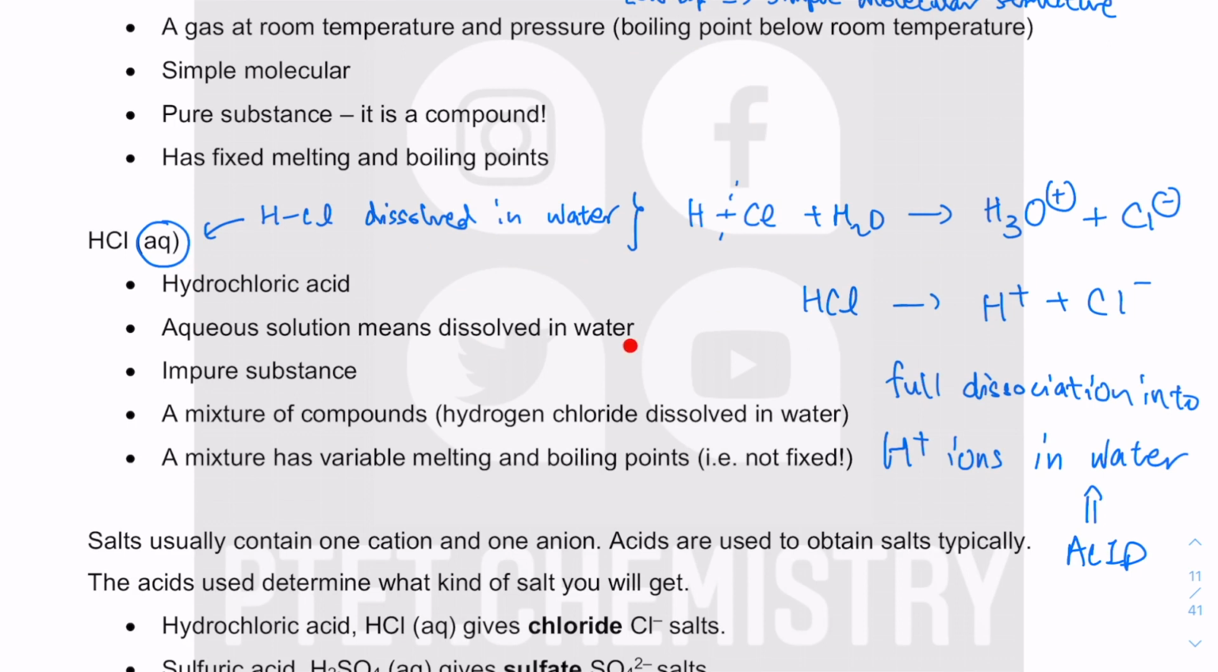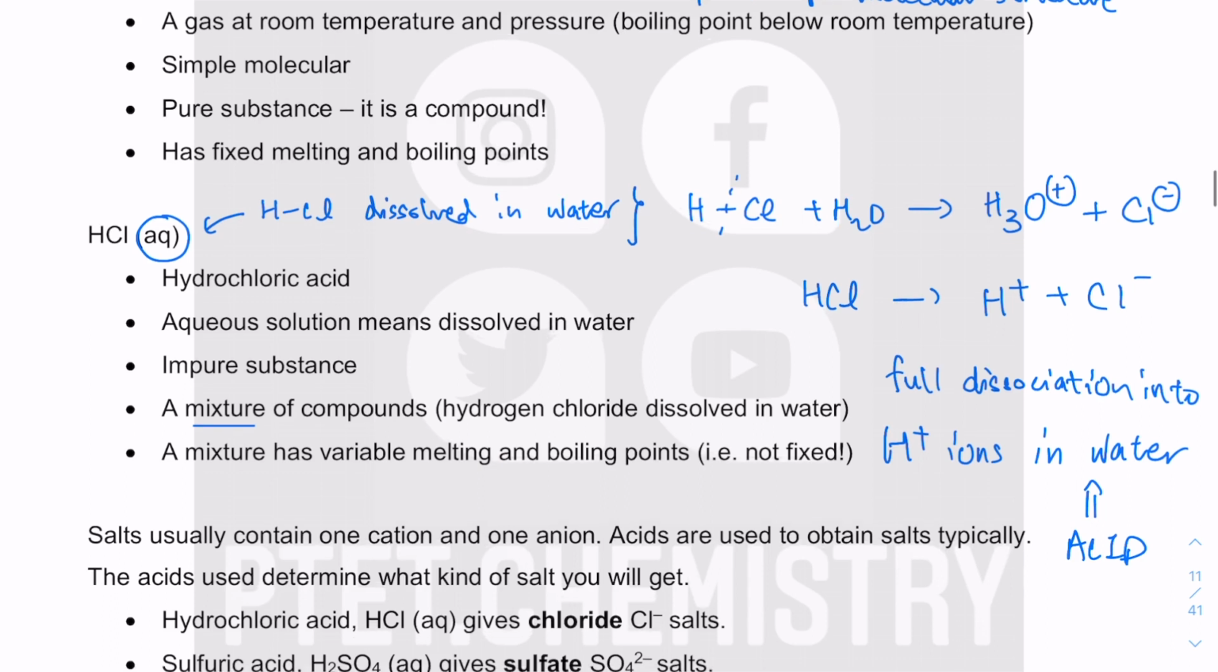Aqueous means dissolved in water, so you have both HCl and H2O, so you are an impure substance. In fact, you are a mixture. And of course a mixture will not have a fixed melting and boiling point, so it will have variable melting and boiling points.